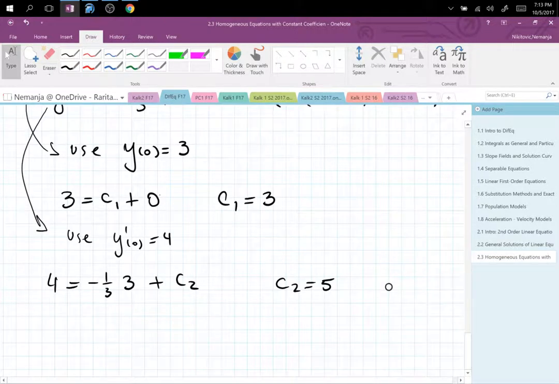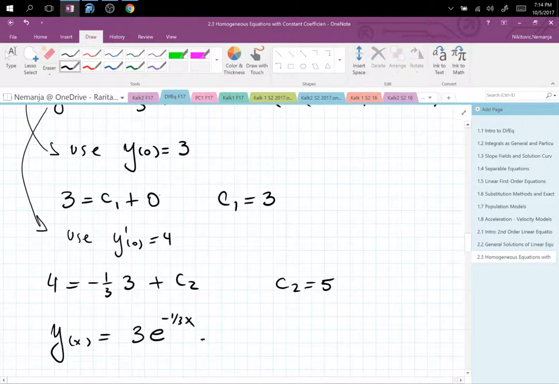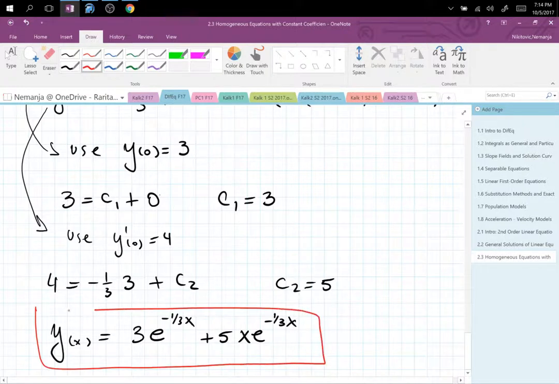And now you write the particular solution, which is y of x is equal to, and then you have your C1, which is 3, e to the negative 1/3 x plus 5x e to the negative 1/3 x. And this is the particular solution. This is the end of the problem.